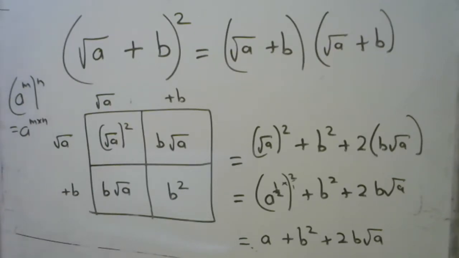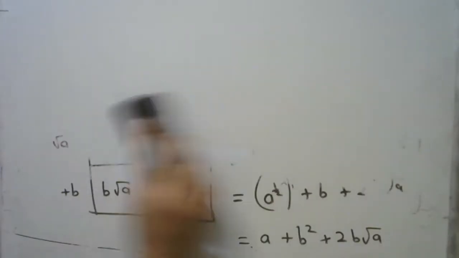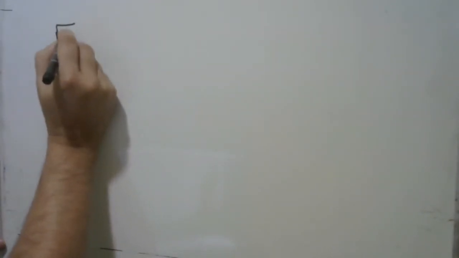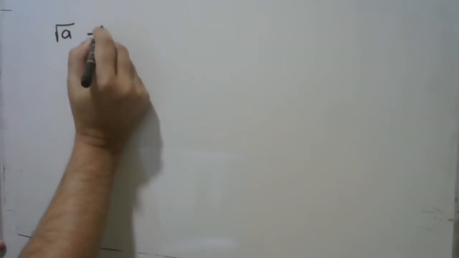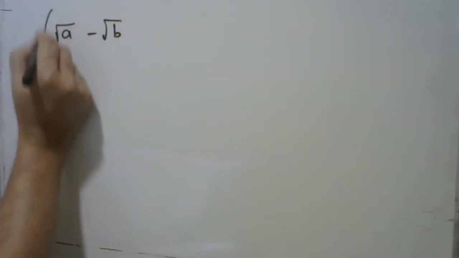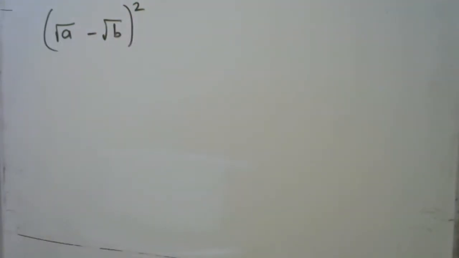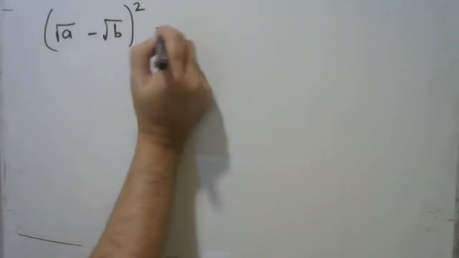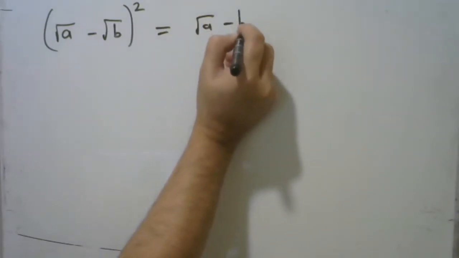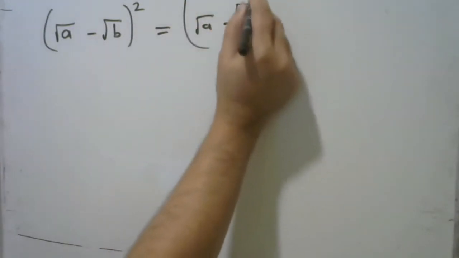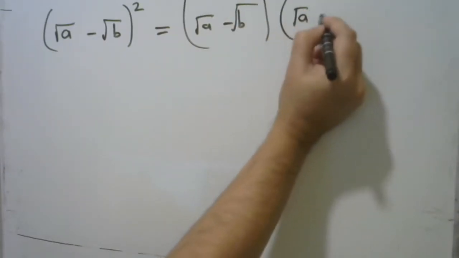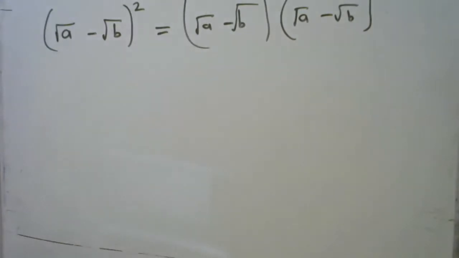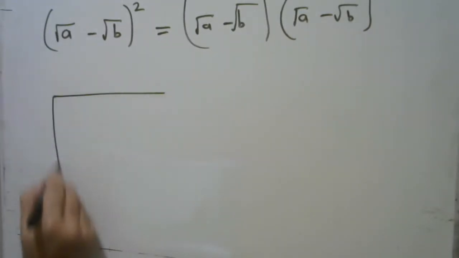Let's look at a different scenario. What about root a minus root b all squared? Now, this is the same as root a minus root b times root a minus root b. Again, the grid method.